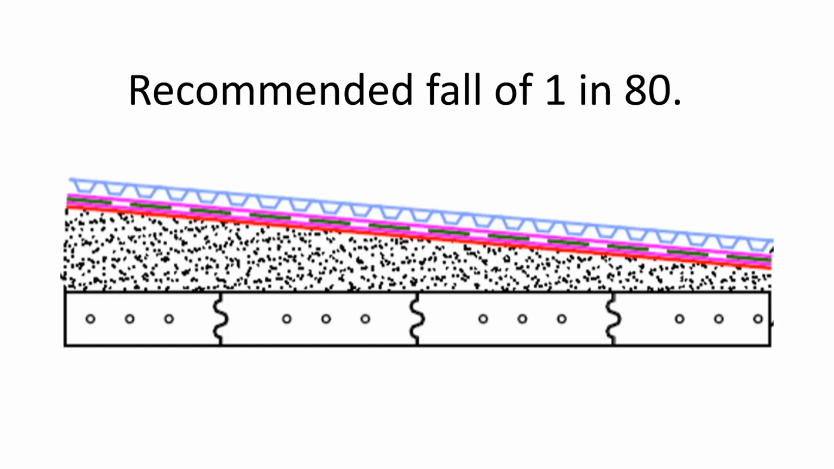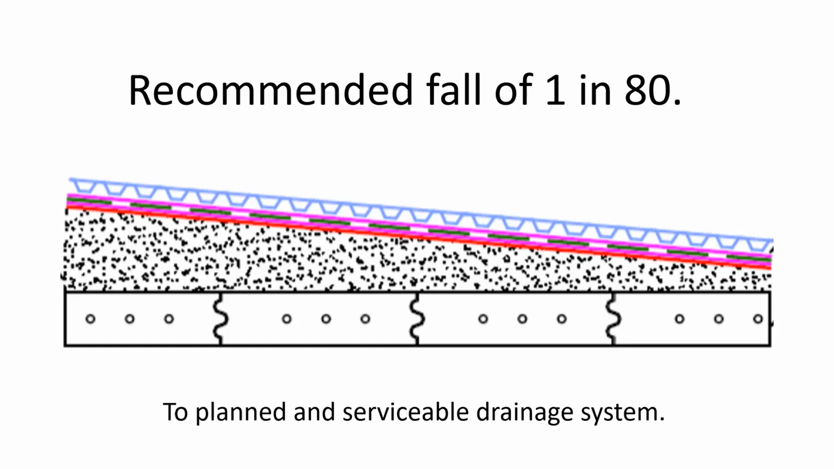We need some kind of cohesive, flat substrate to apply waterproofing products to, because structures like that are subject to deflection and movement as well. So we don't want that happening. So that's a fall of 1 in 80 that's now recommended.